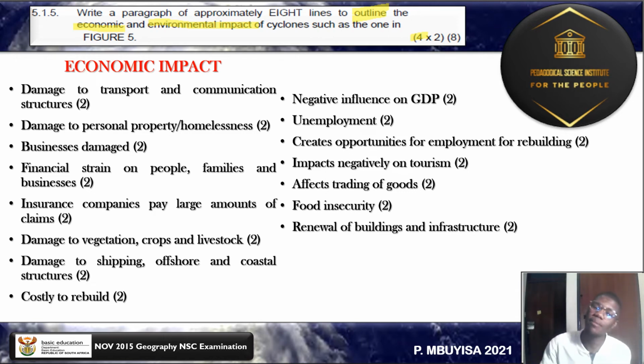A positive impact again is that, let's say a city was very old and it hasn't been managed, then a tropical cyclone hits. Now after it has hit, they are forced to rebuild the area and renew buildings and infrastructure, so the area will look way better. So in this case, we can say the tropical cyclone is a force that prompted the renewal of buildings and infrastructure, which is something that may be looked at in the positive.